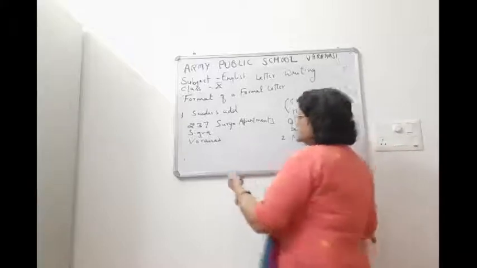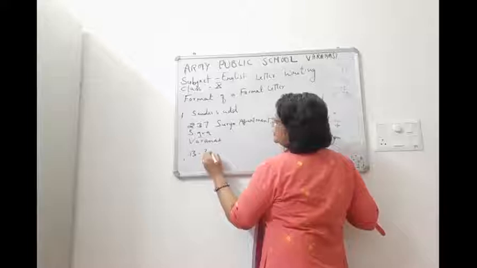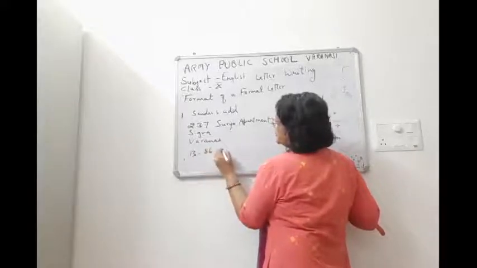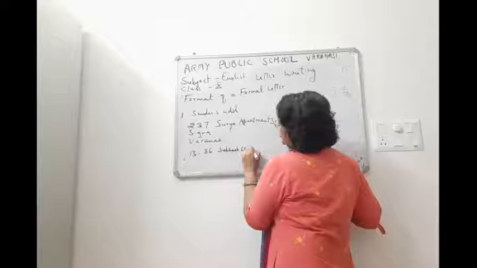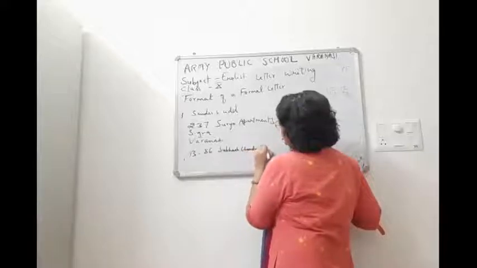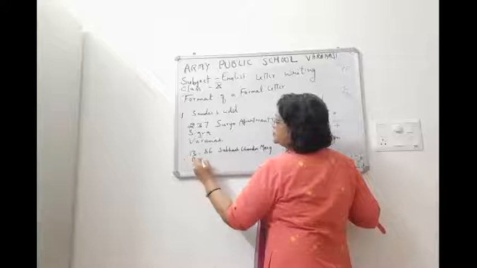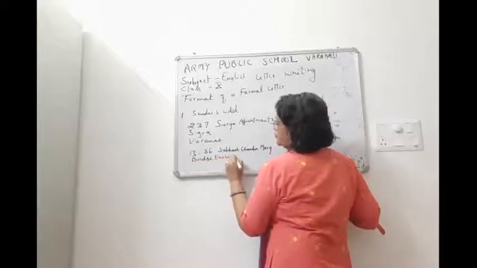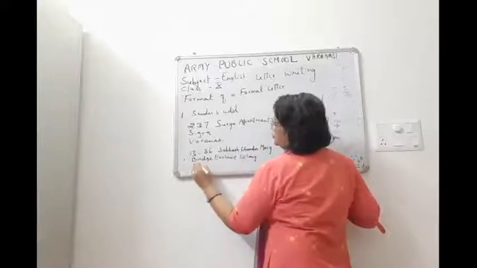Like one more address I can write, B30, B86, Subhash Chandra Marg, Bridge in Cliff Colony, Mumbai.